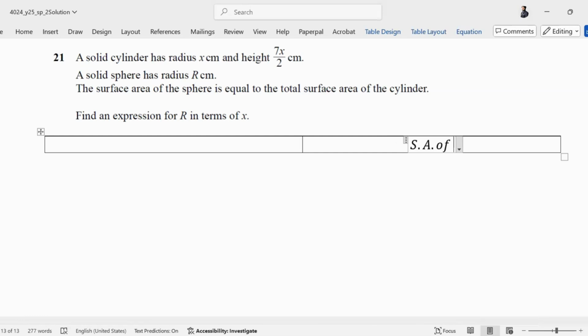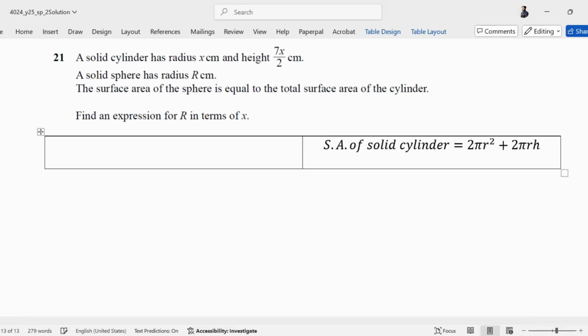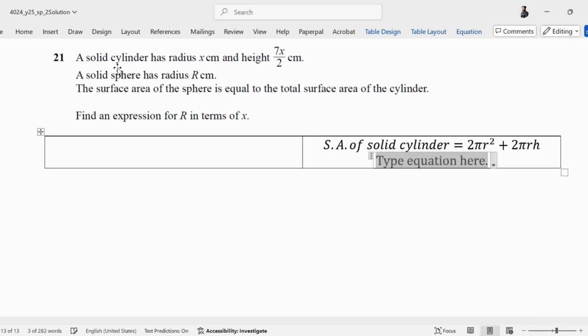Surface area of a solid cylinder is pi r square, and there are two circles, so I'll just multiply this by 2, plus the curved surface area, which is 2 pi r h. So this is how we cover the three surfaces of a solid cylinder. And the surface area of a sphere is provided, which is 4 pi r square.